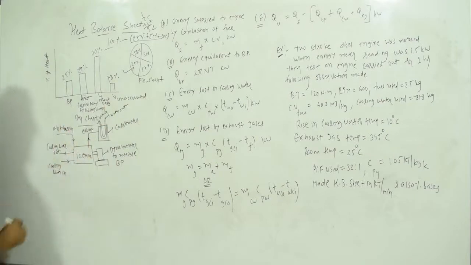Now I will explain it here with the IC engine. Here you can see the air and fuel coming in. This is the mass of fuel supplied. Here you can see the cooling water in and cooling water out.